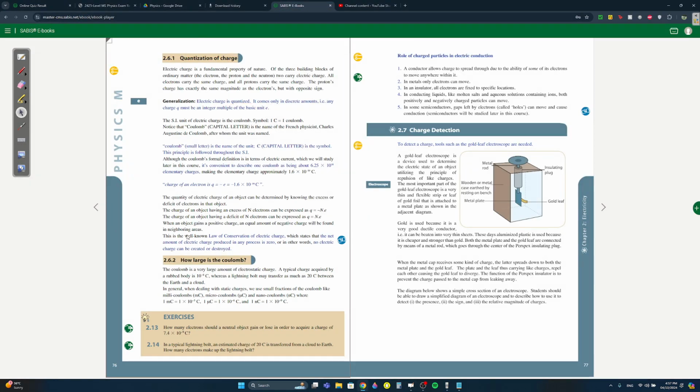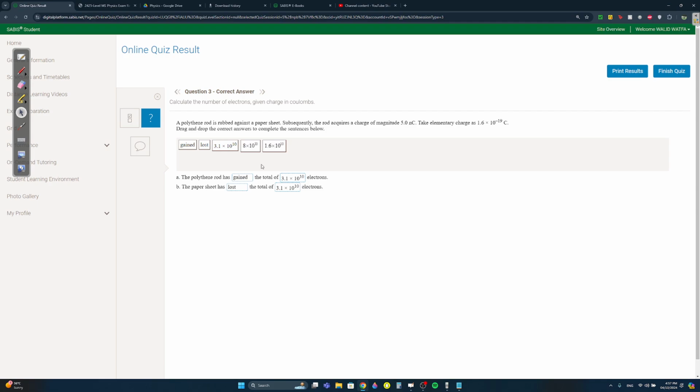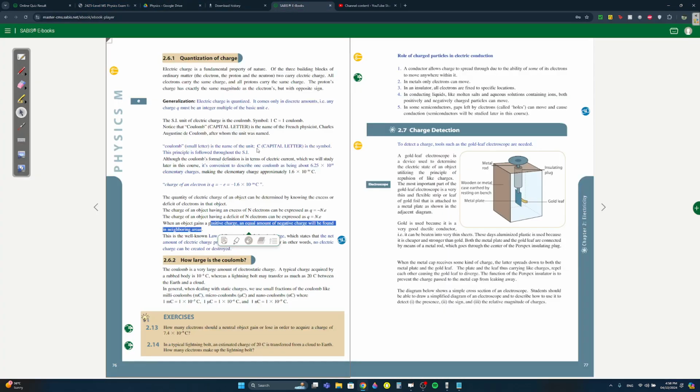The charge of an object: when an object gains a positive charge, an equal amount of negative charge will be found in neighboring areas. This is what we said here. When this gained this, an equal amount is lost in this. This is well known as the law of conservation of electric charge, which states that the net amount of electric charge produced in any process is zero. In other words, no electric charge can be created nor destroyed.